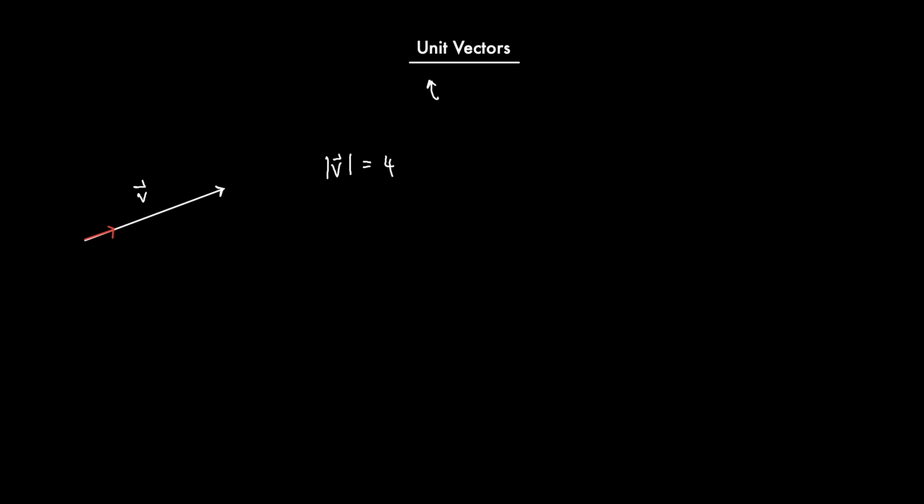So it's about 1/4 of the vector. We can call this vector u for unit. So our unit vector would have a magnitude of 1. And that would be our unit vector.